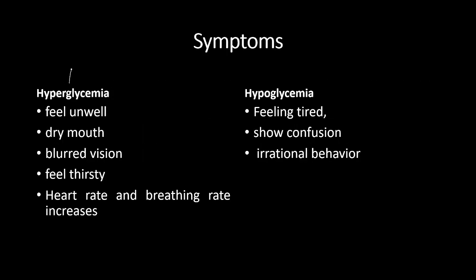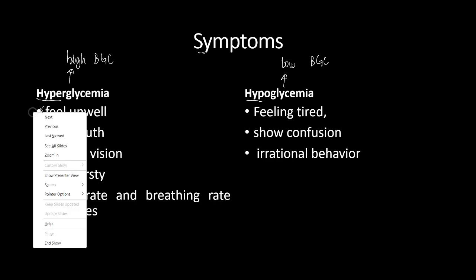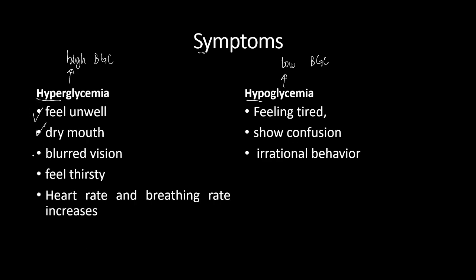So hyperglycemia means high blood glucose concentration. Hypo means low blood glucose concentration. So these are some symptoms of type 1 diabetes. In hyperglycemia, you feel unwell, you have a dry mouth, blurred vision, you feel thirsty, and your heart rate and breathing rate will increase. In hypoglycemia, you feel tired, show confusion, and irrational behavior. So you basically do have to memorize this. There's no trick to some things, right?